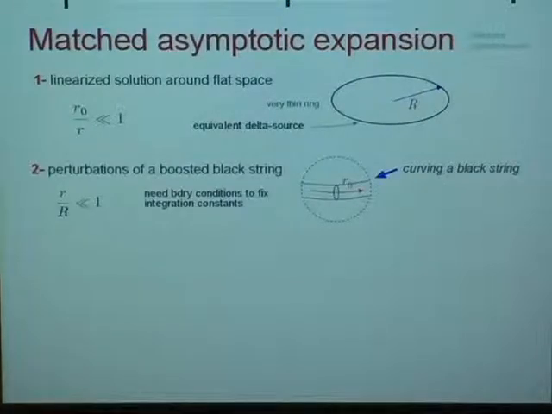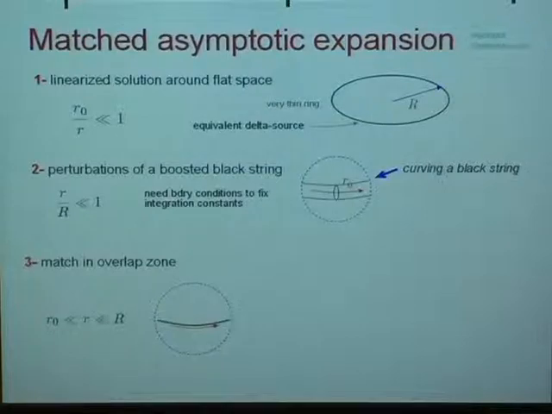Next, we go to the opposite end, where we have a black string, and then we want to see whether we can curve it so that it has some large curvature radius. So this is a limit where we're expanding in powers of 1 over R, where R is the radius of the black ring. So we're curving this, we're considering linear perturbations around the black string, and this problem of perturbations for the black string is going to give us a homogeneous equation, so we need boundary conditions to fix the integration constants.